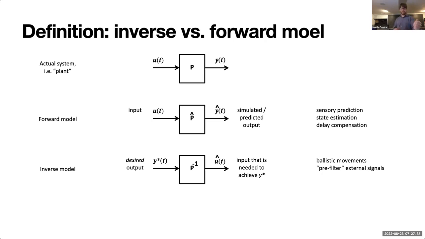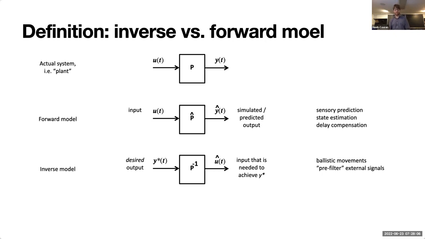An inverse model, on the other hand, instead of simulating the effect of a control signal like an EMG signal, would calculate what EMG signal you need based on a desired reference. You would do that by saying, if I know the plant, let me think about how to invert the dynamics of that plant so that if I have a desired output, I can get the necessary U that would create that desired output. This is one of the really common and basic ways to design a feedforward controller.